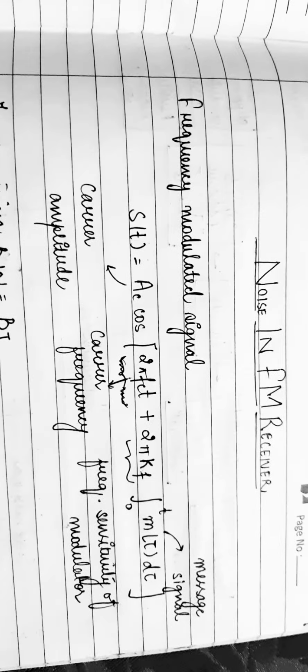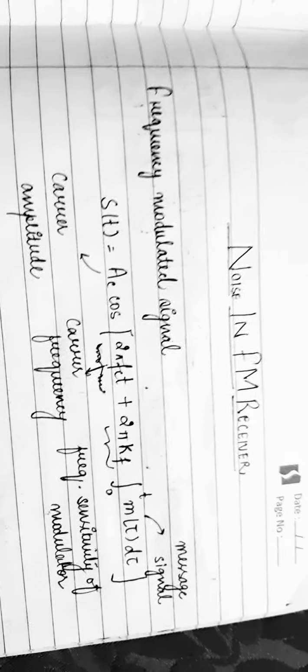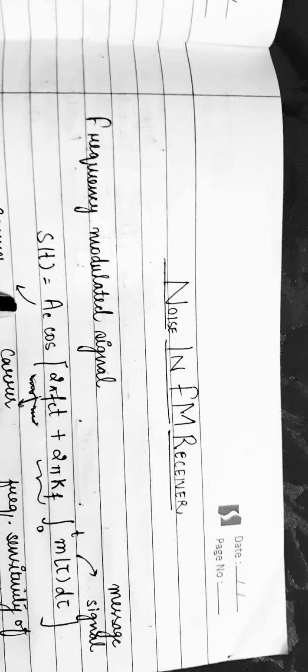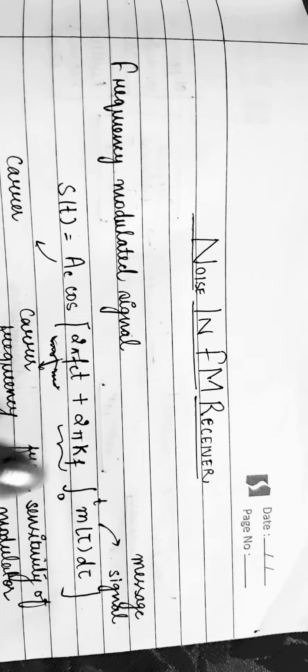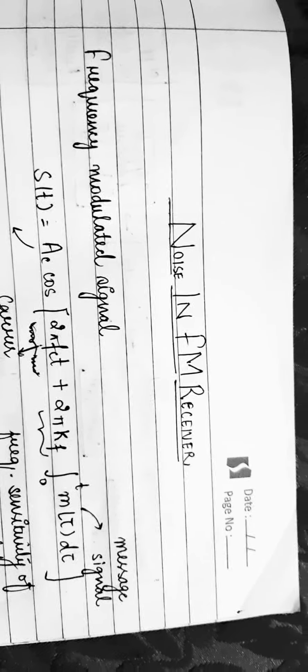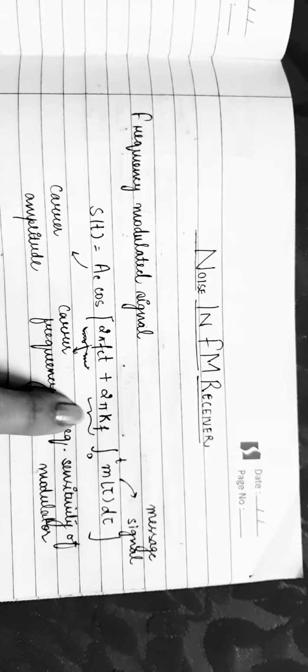In today's lecture, we'll discuss noise in FM receiver. So basically, mathematically, the FM signal is given by the equation s(t) = Ac cos(2π fc t + 2π kf ∫₀ᵗ m(τ) dτ), where Ac is your carrier amplitude, fc is your carrier frequency, and kf is the frequency sensitivity of the modulator, that is your 2π kf, and m(τ) is your message signal.